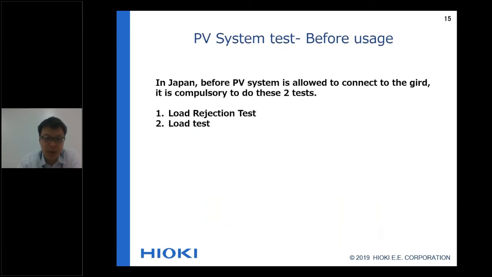Next application, also in Japan. Before a PV system is allowed to connect to the grid, it is compulsory to do these two tests, the load rejection test and the load test. The Japanese government commands facility companies to do this kind of test.